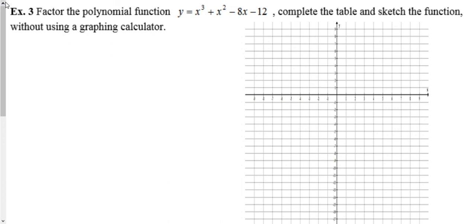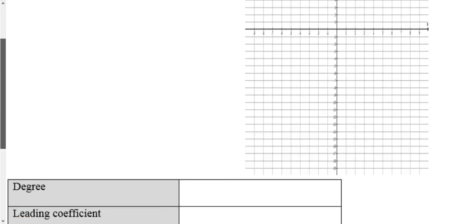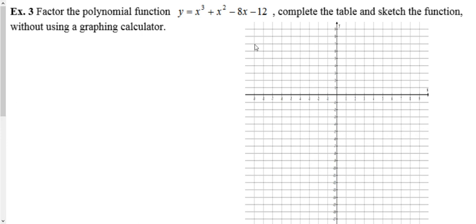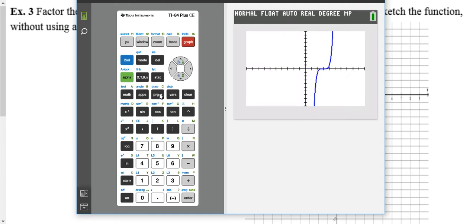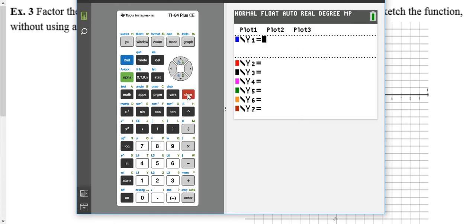In this example here, we're asking you to factor the following, complete the table that's below here. So we have a little table below there that we want to fill in. Sketch the function as well. It says without using a graphing calculator, but again, you should always use a graphing calculator first just to double check to see if it even works. So right away, I'm typing into my graphing calculator x cubed plus x squared minus 8x and minus 12.